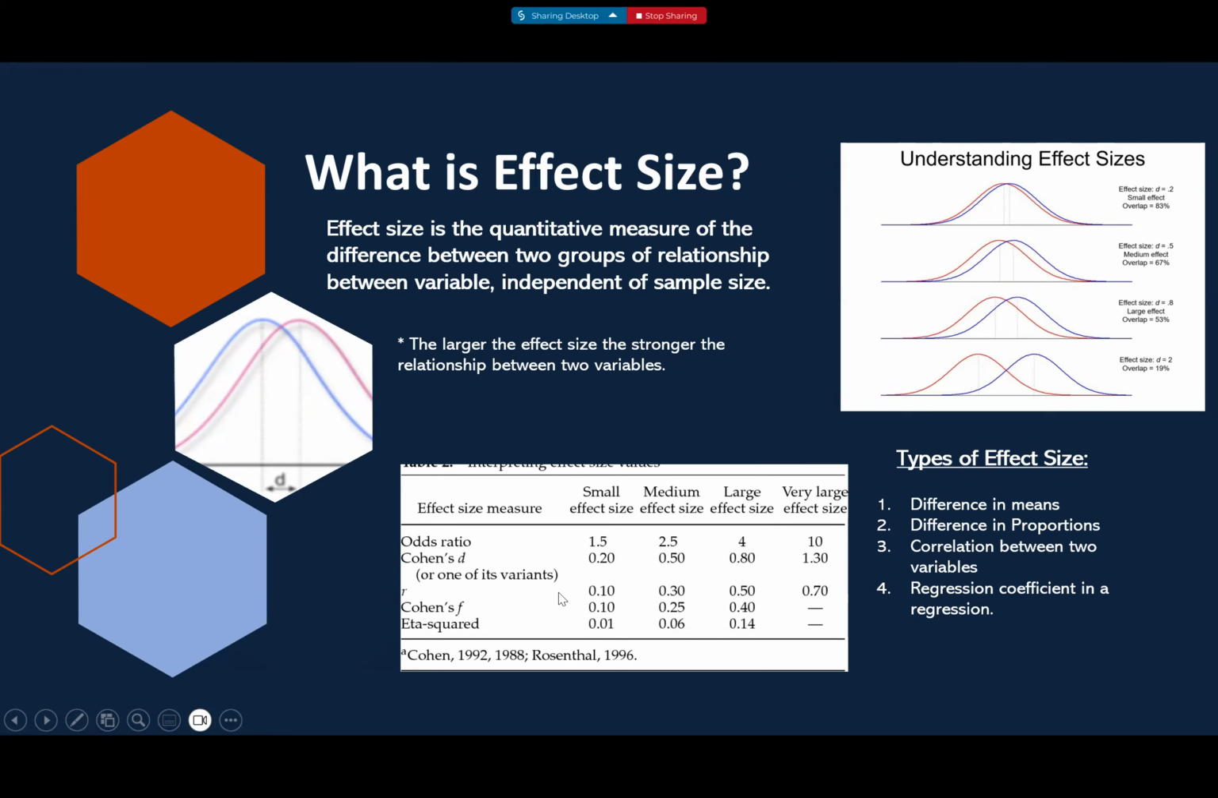In regression, you will be looking at the regression coefficient betas. So you'll be comparing the beta estimates, the coefficient estimates, in your regression model, and comparing beta 1 to beta 2, beta 3.